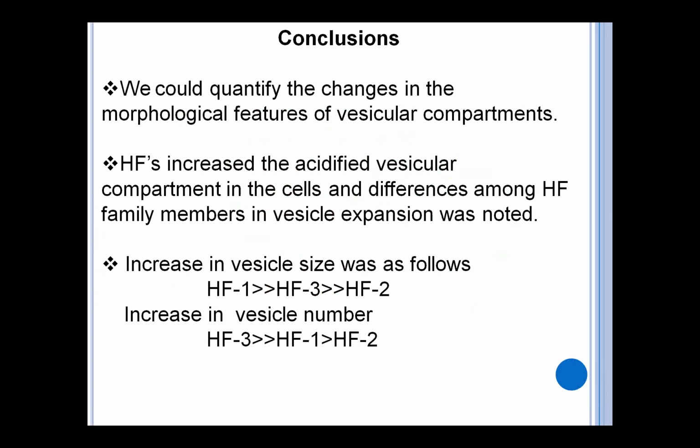So the conclusion that we can draw from this part is that we could quantify the changes in the morphological features of vesicular compartments using the FCS analysis. We can also mention that the host factors increase the acidified vesicular compartments in the cell, and the difference among the host factor members in vesicle expansion was also noted. The increase in the vesicle size was as follows. HF1 has larger vesicles compared to HF3 and HF2, whereas the number of vesicles is higher in HF3 compared to HF1 and HF2.